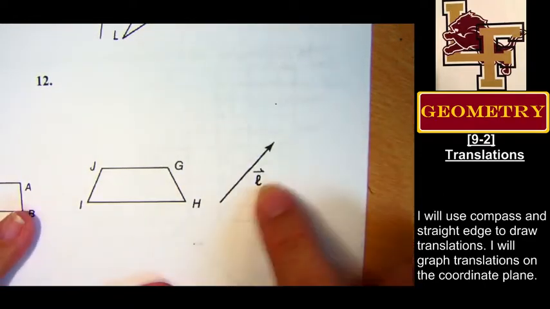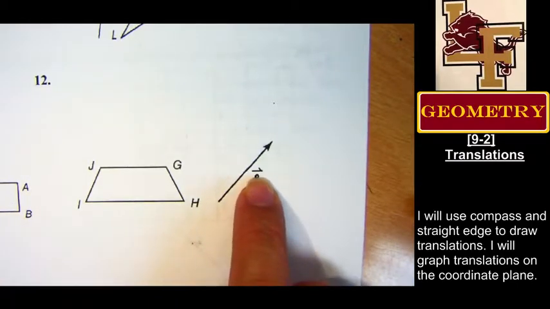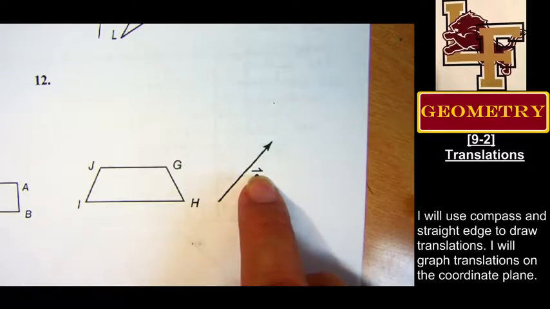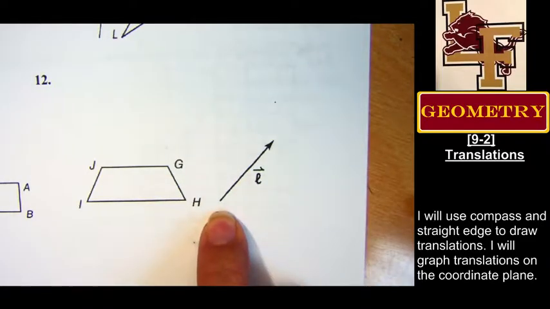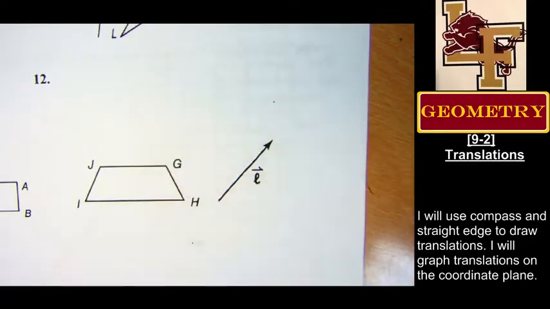This is the vector of translation. It's labeled with a lowercase cursive letter, just as if it were a line, except the symbol above it is like half of the symbol of a ray. Okay? So it's an arrow that's missing one of its tiny little pieces. Okay? This is the start of the vector. This is the end of the vector.